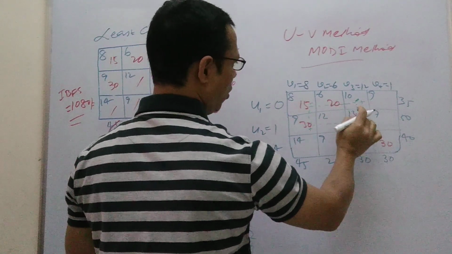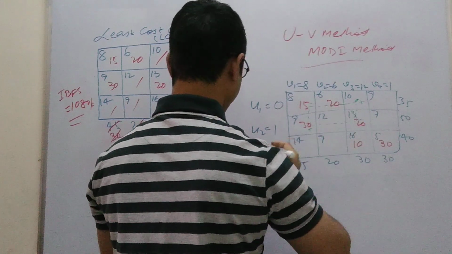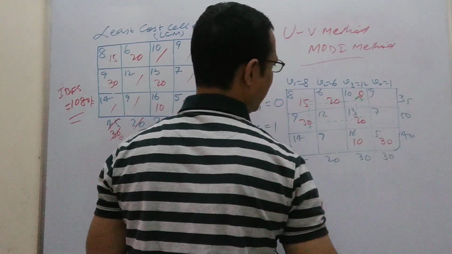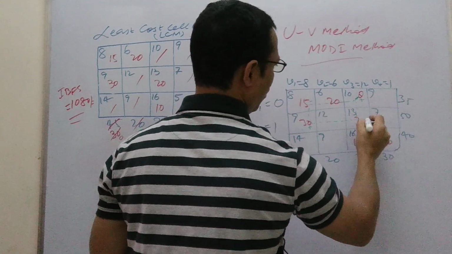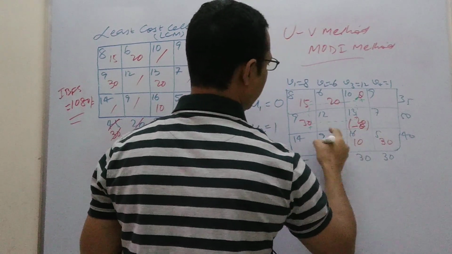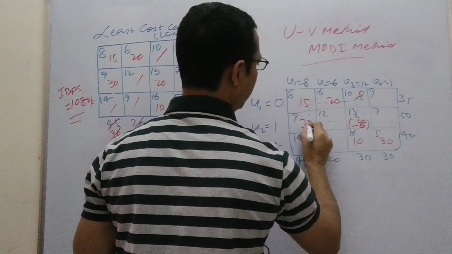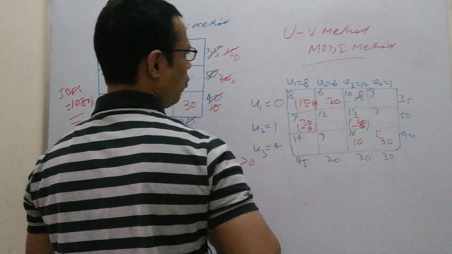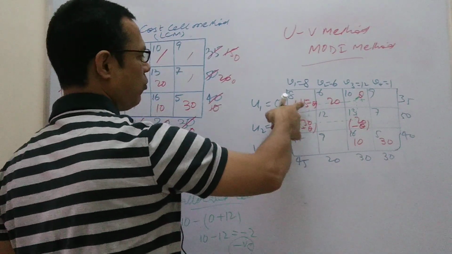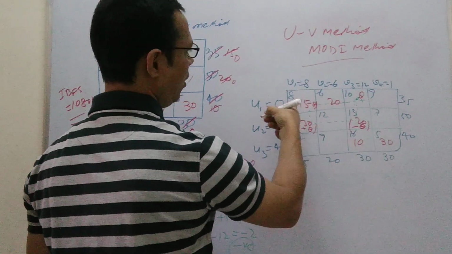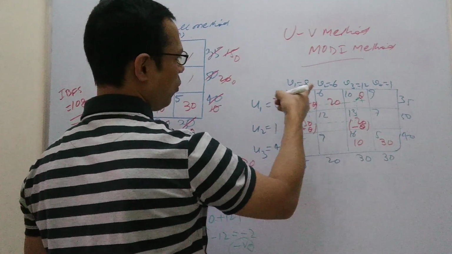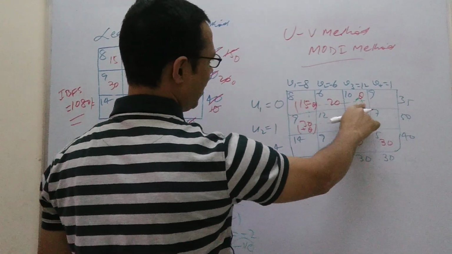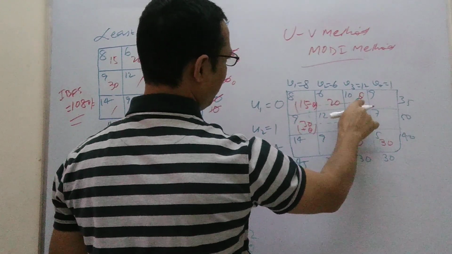If you consider this value as theta, then this negative tells you to put minus theta, this positive tells you to put plus theta, and this negative tells you to put minus theta. Once we have considered theta, it determines which allocated cell is going to leave its position, that is, which allocated cell becomes unallocated and which unallocated cell becomes allocated. This cell has already been selected for allocation, so it will become an allocated cell.